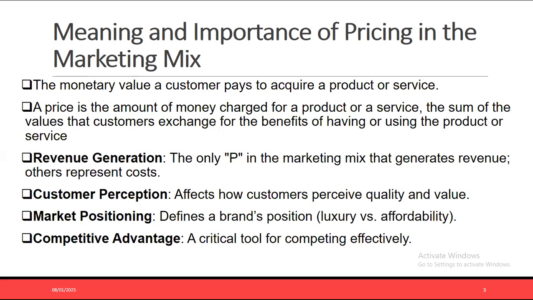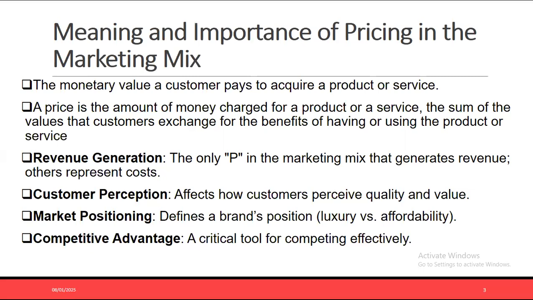Pricing, we said, is an element of the marketing mix. Price is the monetary value that a customer pays to acquire a product or a service. So a product should have an exchange value. Remember, we said that. So the price you put on the product that the consumer pays to acquire a product or the service is what you call the second factor of the marketing mix, pricing.